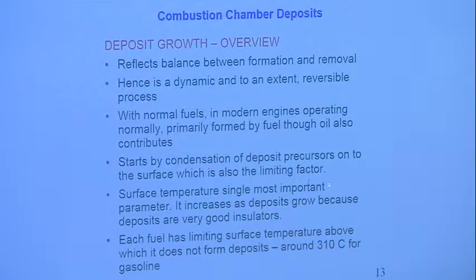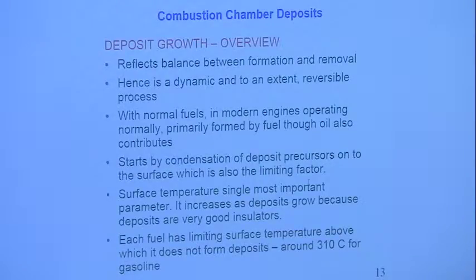Why is explained by this. Basically, the mechanism starts by condensation of deposit precursors onto the surface. And this is the limiting factor: the temperature of the surface in relation to the boiling point of the deposit precursors. The other thing is, these deposits are very good insulators, so as they start building up, the surface temperature increases. And that reduces deposit formation. This is why combustion chamber deposits don't fill up with deposits. They're limited to a certain level.